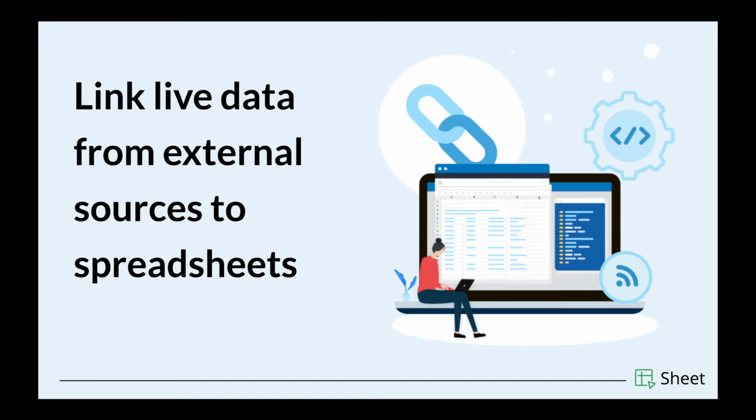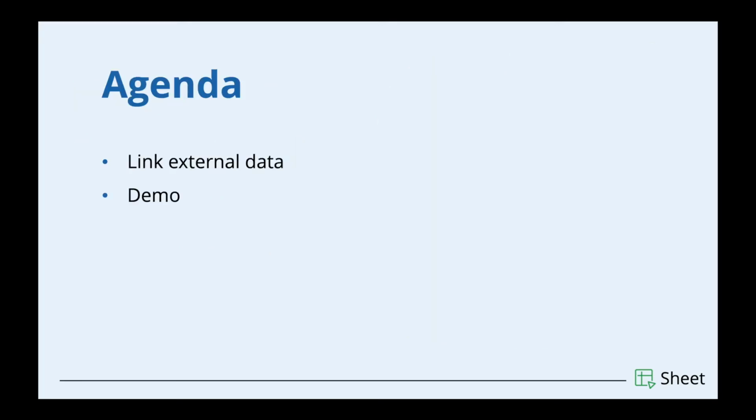In this video, we'll be seeing how you can link live data from external sources such as HTML, CSV or RSS sources into your spreadsheets using the link external data option inside Zoho Sheet. Let's get started. So first, I'll give you a brief introduction about what this feature is and what it does inside Zoho Sheet. And then we'll move on to the demo where I'll be showing you how you can use this feature inside Zoho Sheet in order to fetch live data from external HTML, CSV and RSS sources.